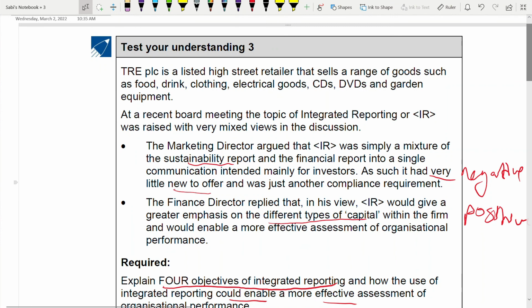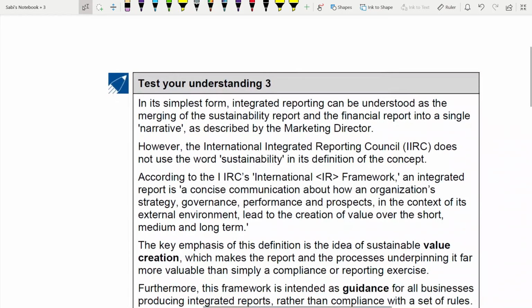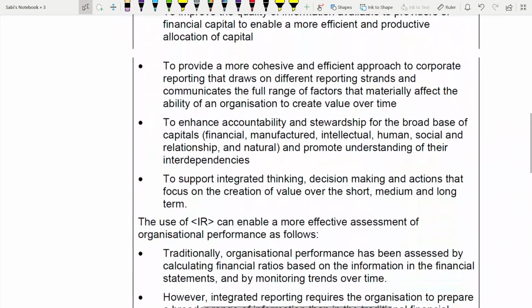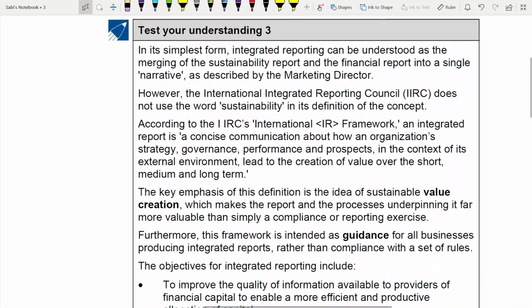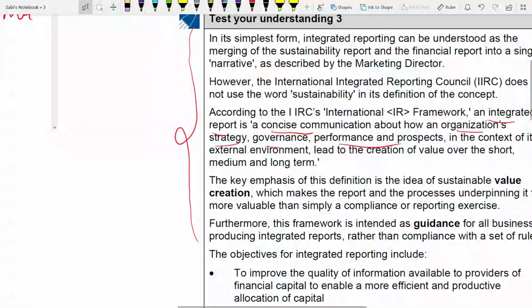Okay, we have just gone through the objectives of integrated reporting. You have to give 4, not 3, not 5. I always say stick to the number that's given to you. And the 4, you can give in 4 points like this. So these are just basically up to here. It's not needed, it's just an explanation of integrated reporting. So this will go directly to the objectives. Okay. Here they have given you the definition of integrated reporting, that it is a concise communication regarding organization strategy, governance, performance, prospects. This comes from the content of IR. You see?